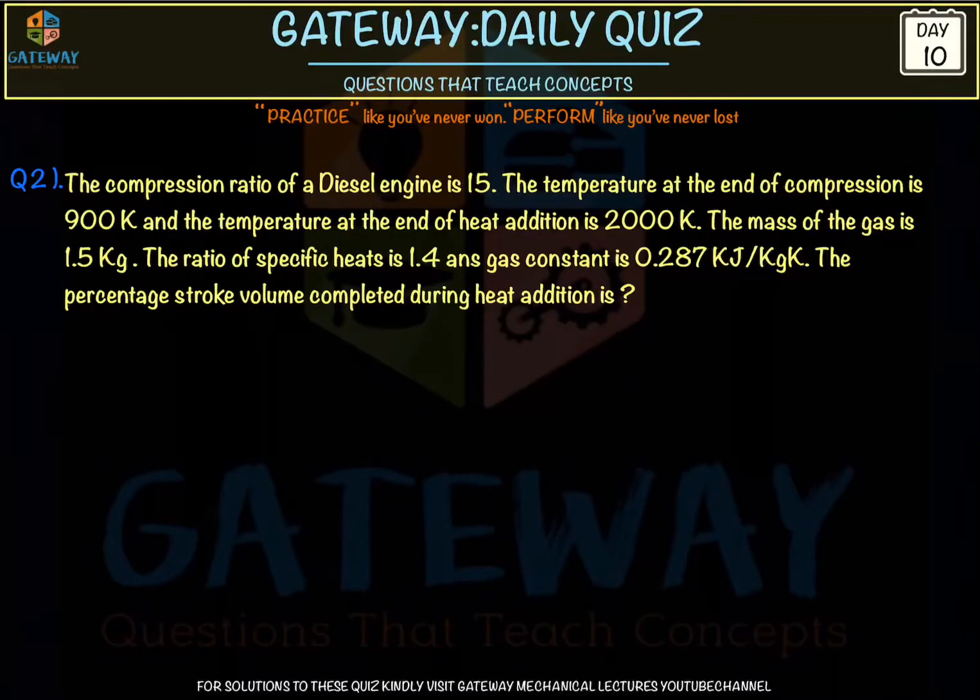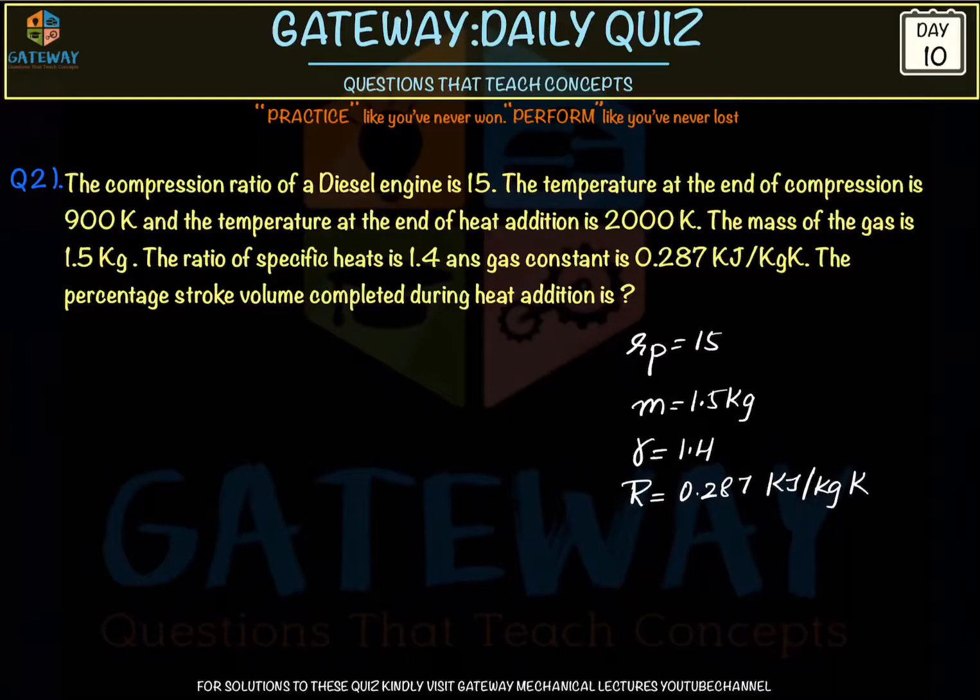This is our second question. The compression ratio of the diesel engine is 15. We will directly write the values given in the question, so that it gets done very fast. RP is equal to 15. The compression ratio we always denote by RP. The temperature at the end of compression is 900 Kelvin. The temperature at the end of heat addition is 2000 Kelvin. The mass of the gas being circulated is 1.5 kg. The ratio of specific heats, gamma, is 1.4, and the gas constant value is given as 0.287 kilojoule per kg Kelvin.